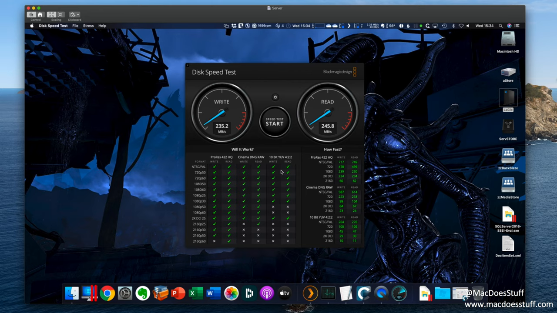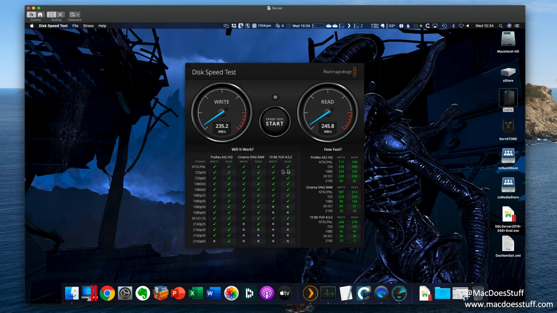So as you can see, we're getting about 240 to 250 megabytes per second read and about 230 to 240 megabytes per second write speed. Now, for a spinning drive, I think that performance is pretty awesome. That's one of the reasons I buy these units.